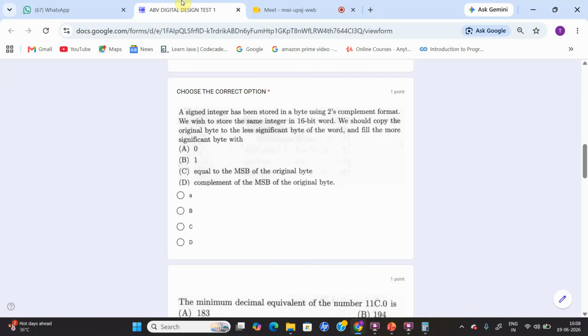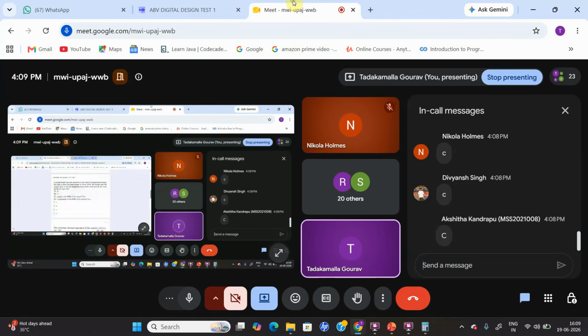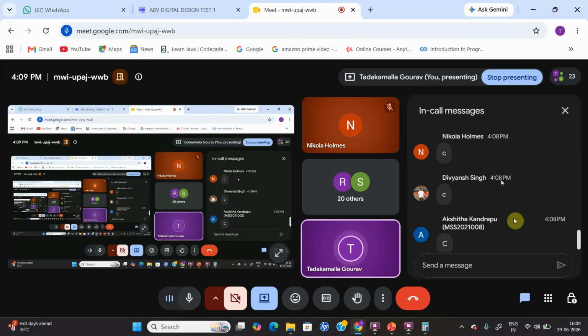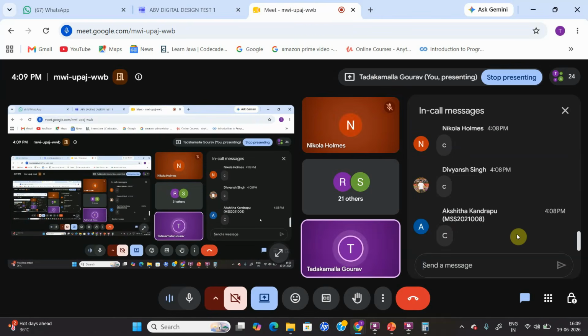So the question is: a signed integer has been stored in a byte using two's complement format, and we wish to store the same integer in a 16-bit format. Is there anyone who is not clear about this question? Does anyone want me to explain this question?